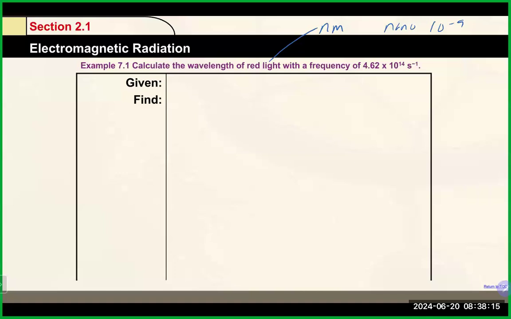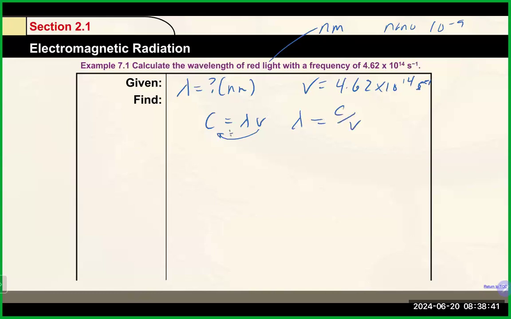Okay, so let's take a look. Obviously here we are looking for the wavelength in nanometers. We have the frequency given to us of 4.62 times 10 to the 14 reciprocal seconds, which is basically the same thing as a hertz. That means we can use C is equal to wavelength times frequency. In this case, solving for wavelength, dividing to the other side will give us C divided by our frequency. Putting this in, I'm going to use the 3 times 10 to the 8 for my speed of light.